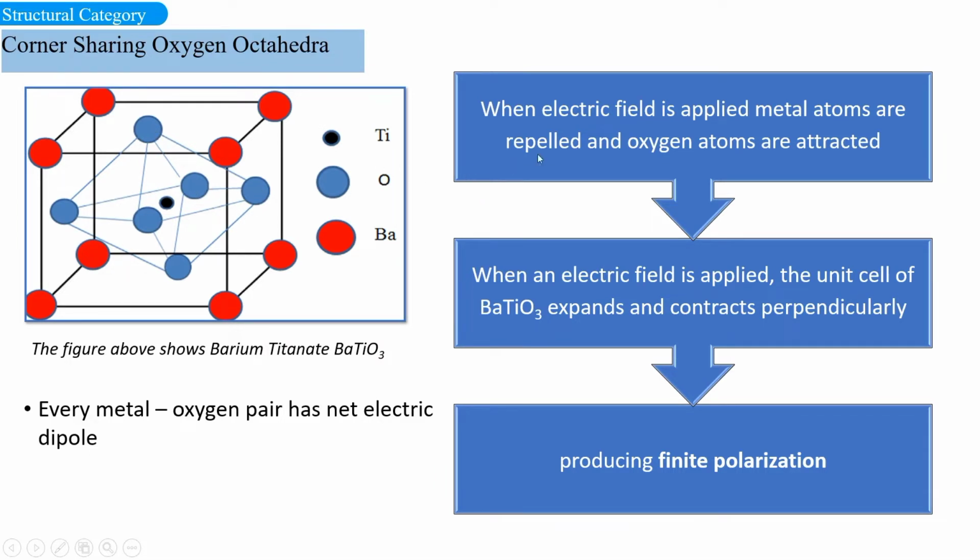So what happens when electricity is passed through this structure? Once an electric field is applied, the metal atoms are repelled and oxygen atoms are attracted. When that occurs, the unit cell will start to expand and contract perpendicularly, which eventually produces the finite polarization.